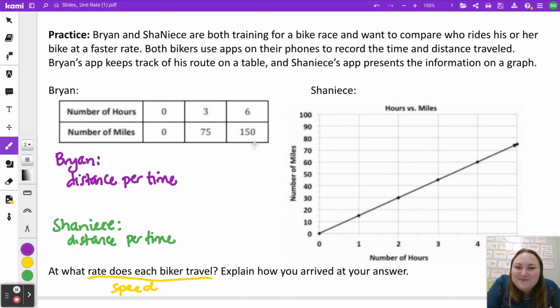So I would have to use one of these two. It doesn't matter which one you do. I prefer the smaller numbers. So I'm going to take his distance and divide it by time. And if you do that, we get 25.